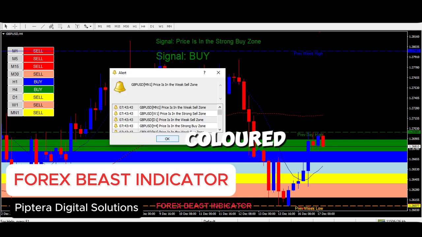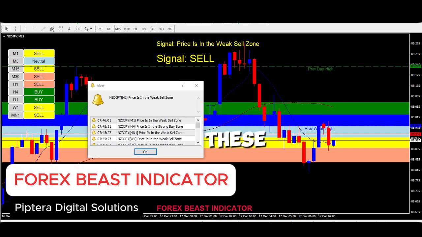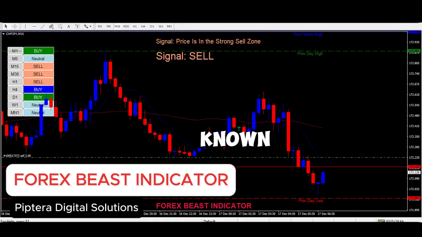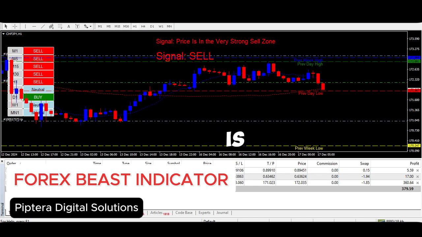Then we have the colored zones that will be updating and adjusting automatically. These zones create the basis and the backbone of this tool's trading strategy. We have the yellow zone, which is labeled as the weak sell zone. The salmon red zone, known as the strong sell zone. The area below the salmon red zone is known as the very strong sell zone.